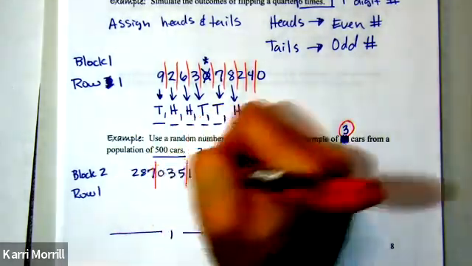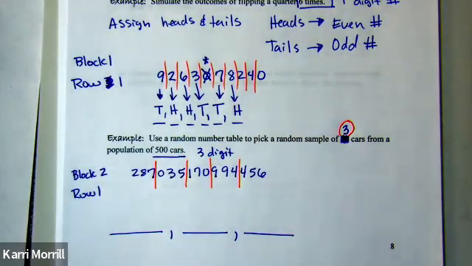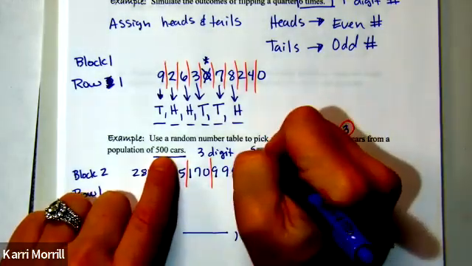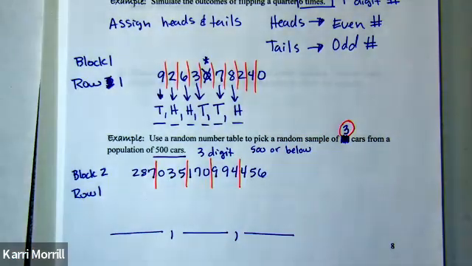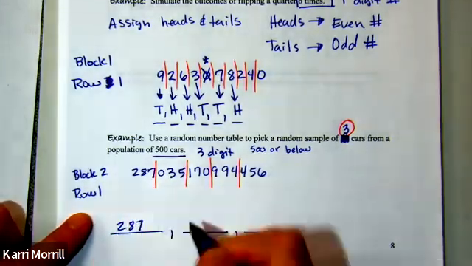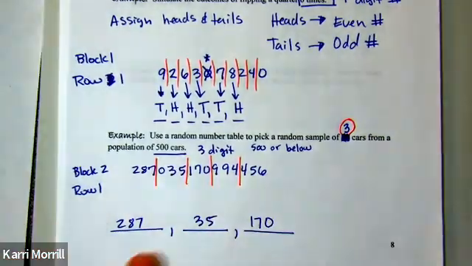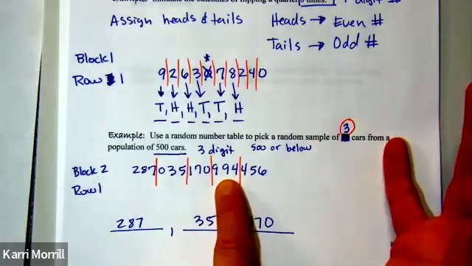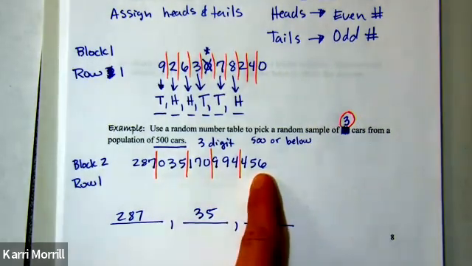So we just need to split this up into 3 digits. And if it's out of 500 cars, the numbers have to be 500 or below. So this is below 500. This is below 500. 170 is below 500. This one wouldn't have been, if we were going to do 4 of them. Say we did 4, we couldn't include that one, but we could include this one.